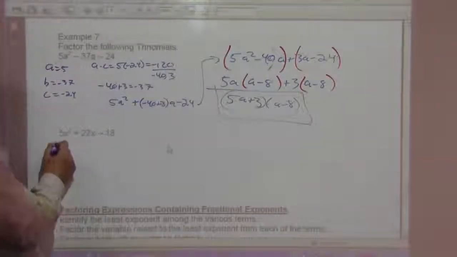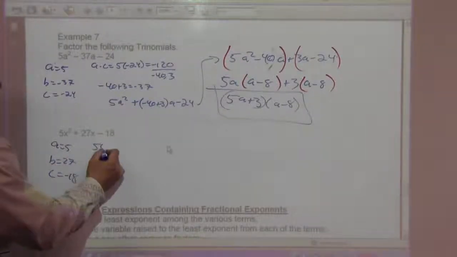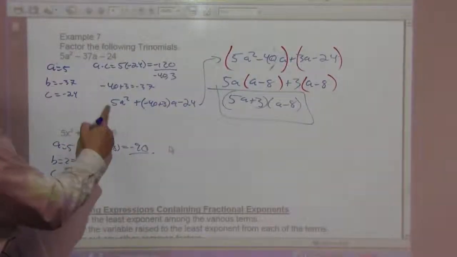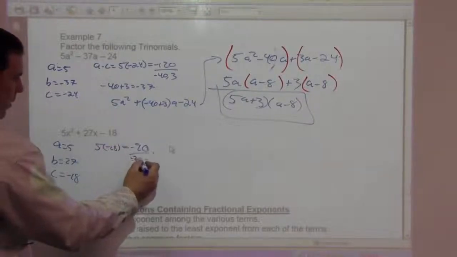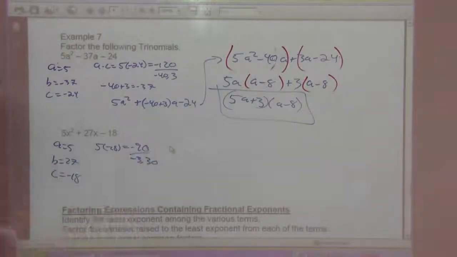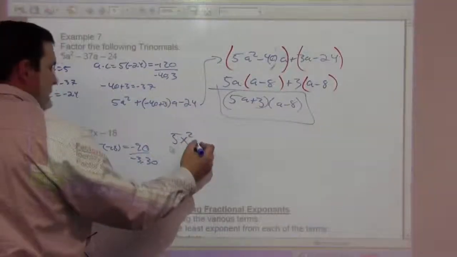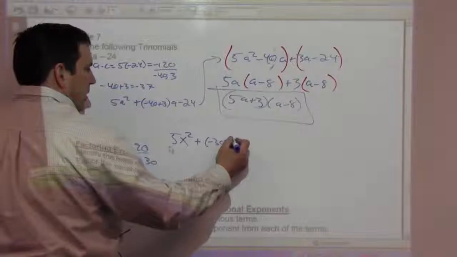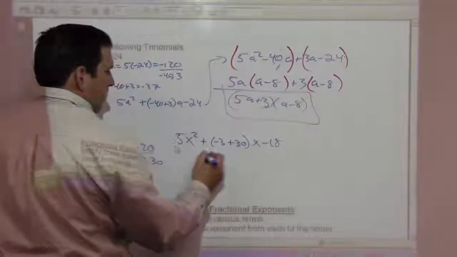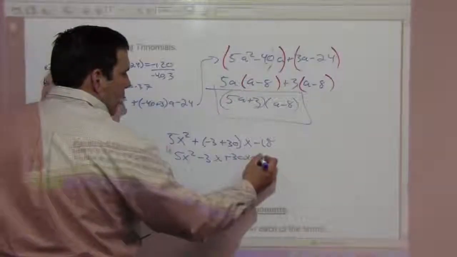For the second one, our a is 5, our b is 27, and our c is negative 18. 5 times negative 18 is negative 90. So I'm thinking of same type of thing as before. How about negative 3 times 30. I like to keep, if there's a positive and a negative, put the negative first. So we'd have 5x squared plus negative 3 plus 30 x minus 18. It's 5x squared minus 3x plus 30x minus 18.